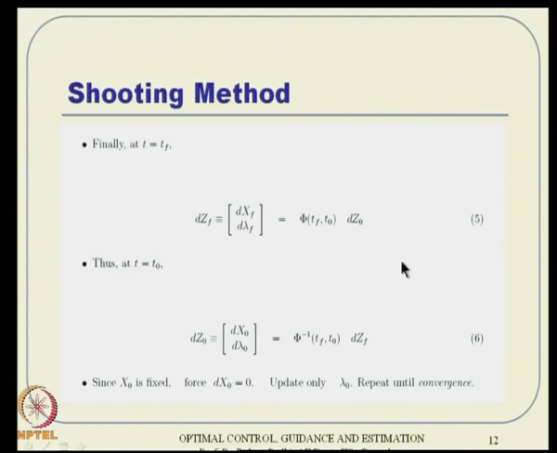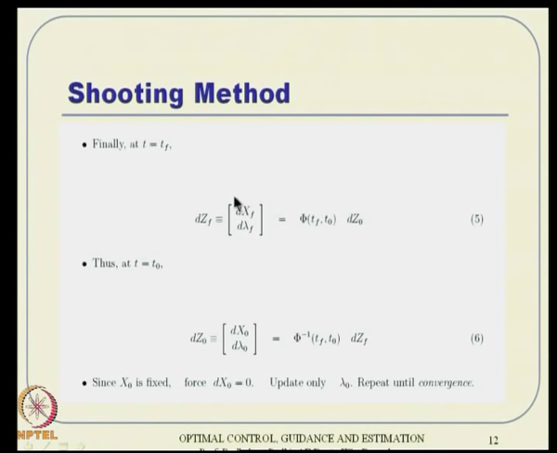Right. Finally, at t equal to t_f, dz_f by definition is dx_f and dλ_f, and if you put it here, you will get φ(t_f, t_0) dz_0. Now, the question here is we are actually interested in getting a value for dz_0, because what you know is dz_f. Ultimately, dz_f will contain a dλ_f term, and using that we will be interested to calculate dλ_0. That is the whole idea there.